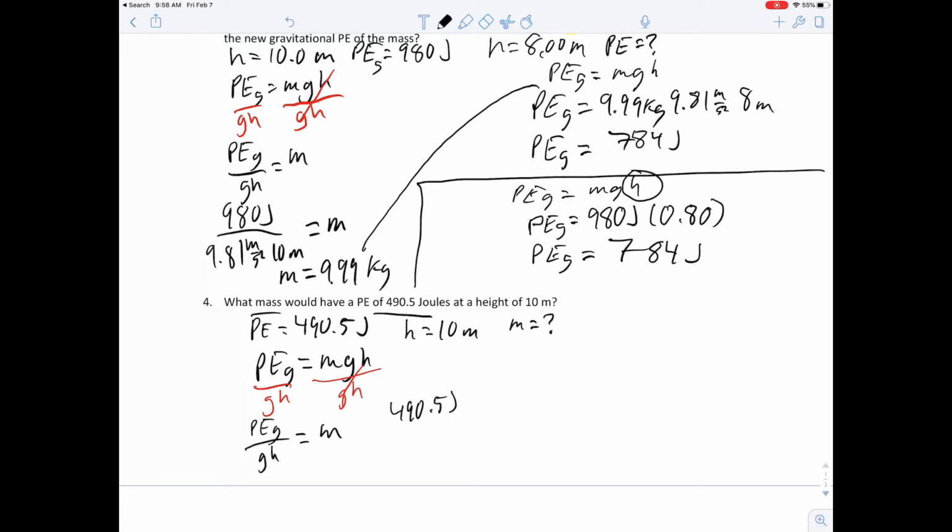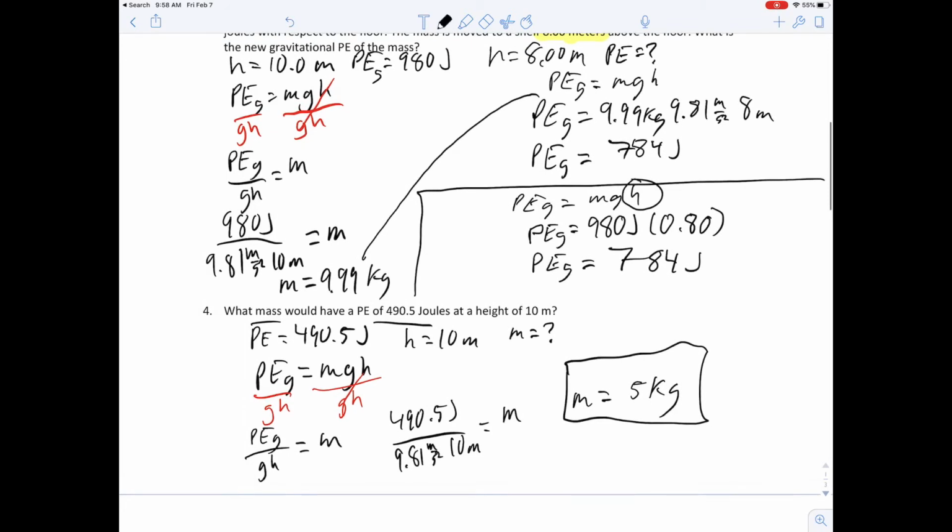So I've got 490.5 joules all over 9.81 meters per second squared times the height of 10 meters. And you do that math, and you get 5 kilograms.